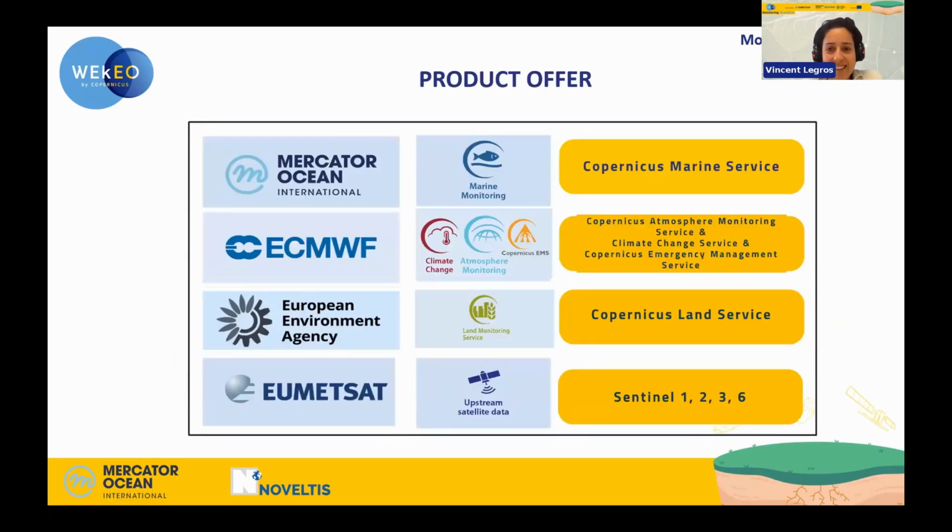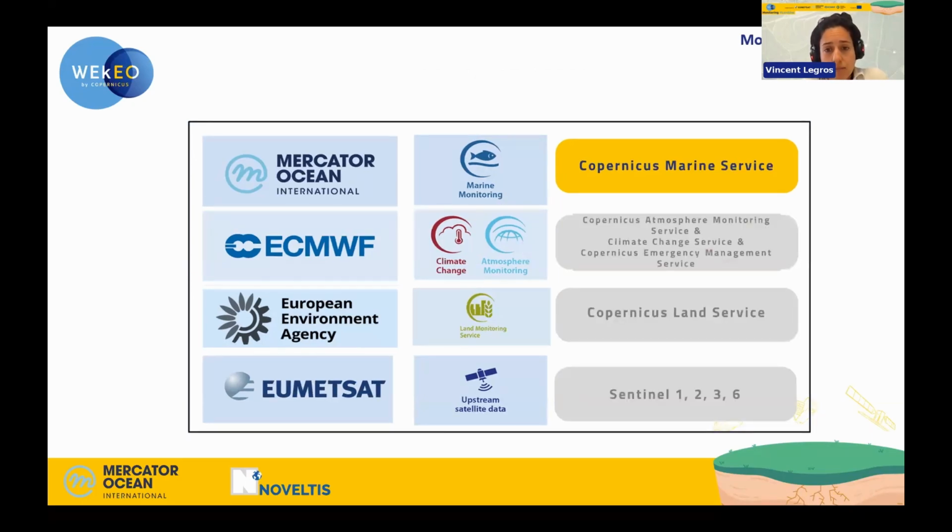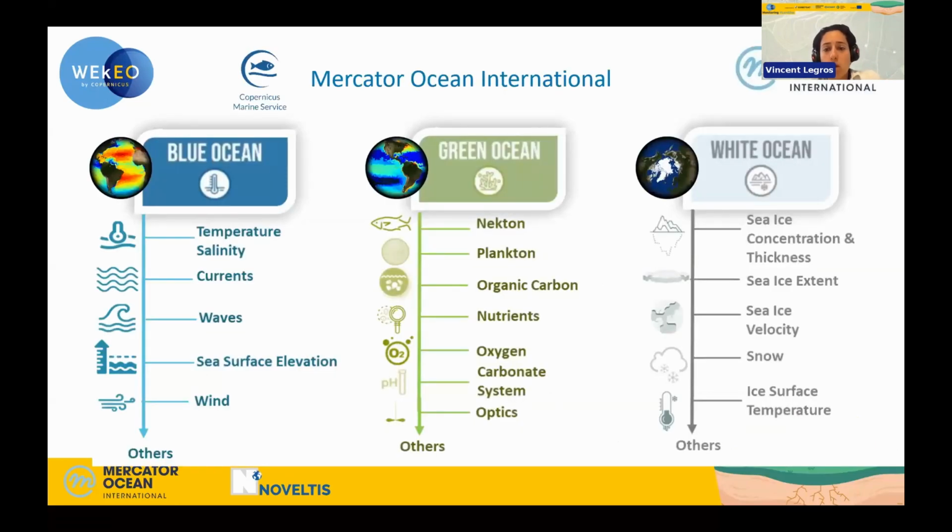Now, in terms of the products provided in WEkEO, I will go through a short overview of what you can find in there. As I said, you will find data coming from the 6 different Copernicus services and also satellite missions. If we start with the first one, the Copernicus Marine Service is operated by Mercator Ocean International. The goal of this service is to monitor the marine environment.